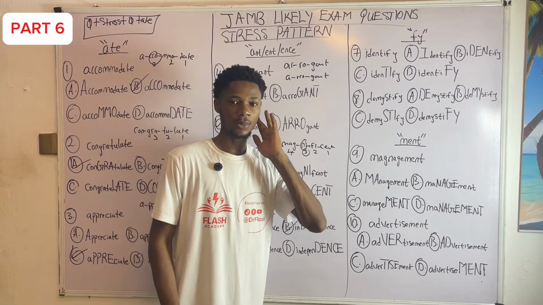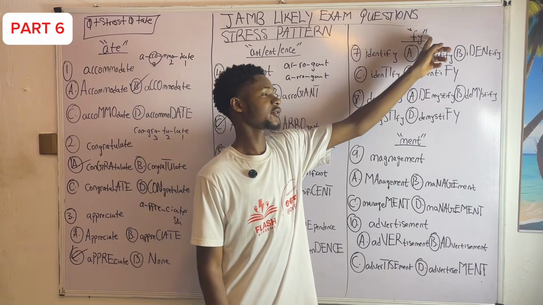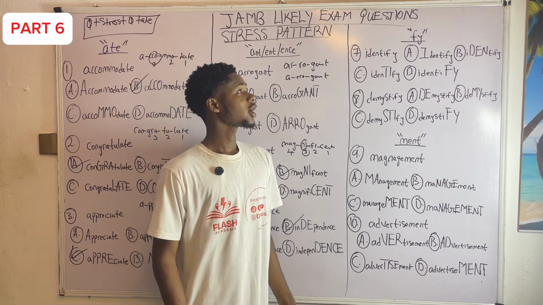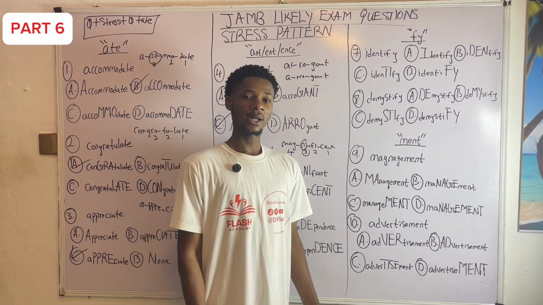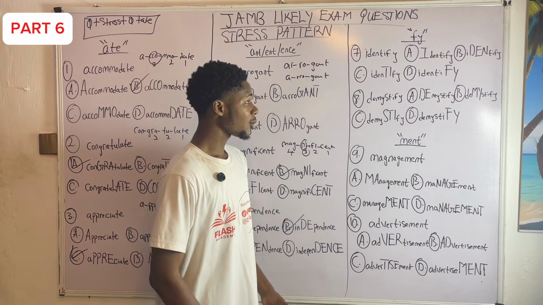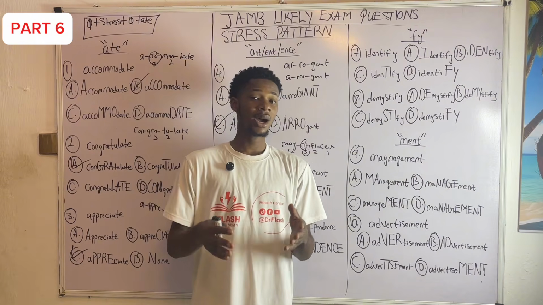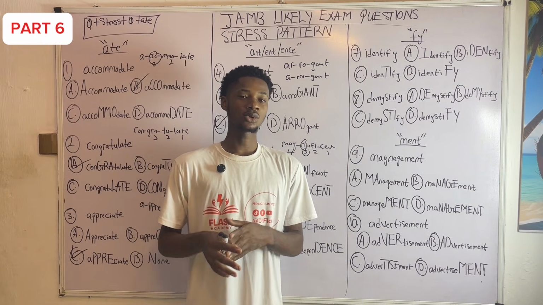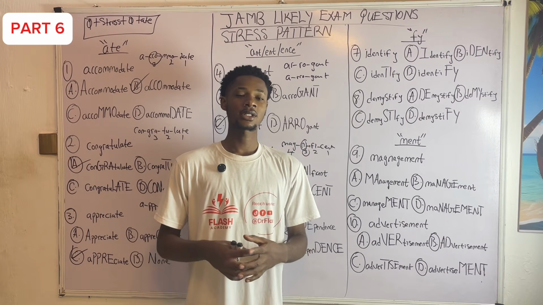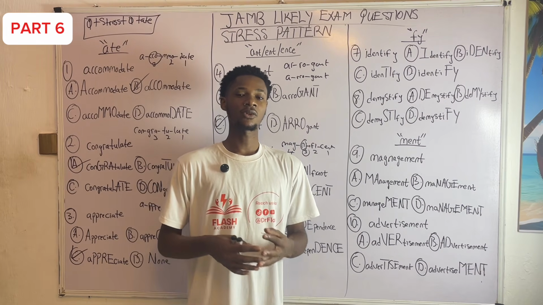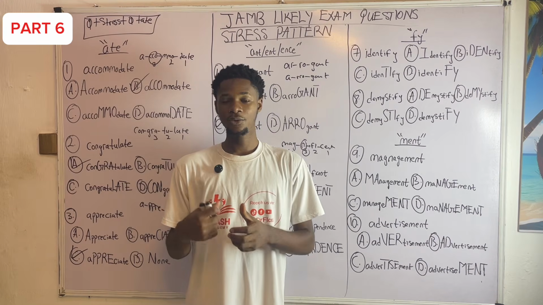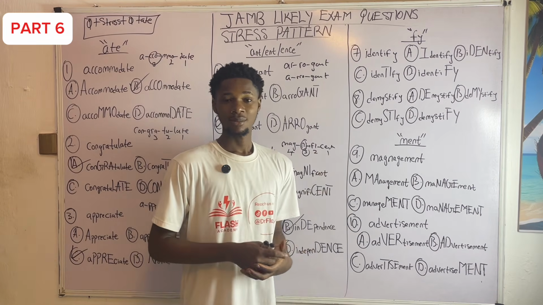Now let's go to this other part on the board. We have words ending with fy and words ending with ment. How do you do this? For words ending with fy, the pattern remains the same. We are still going to stress the third syllable from the last. There are multiple words in English that JAMB is going to ask that have their stress on the third syllable from the last. There are also multiple words that have their stress placed on the second syllable from the last, and some on the first syllable from the last. That is why you should watch my previous videos as well. And this is part 6.